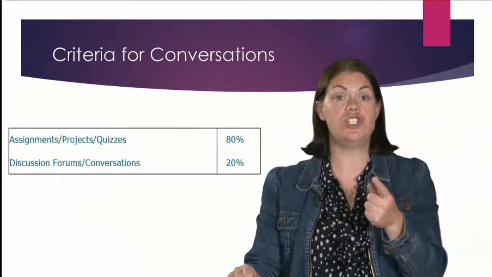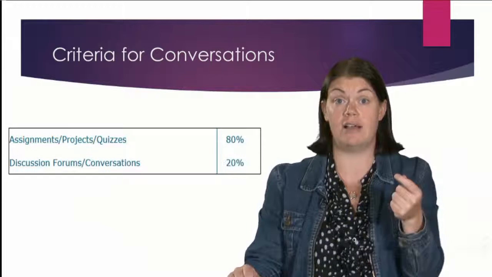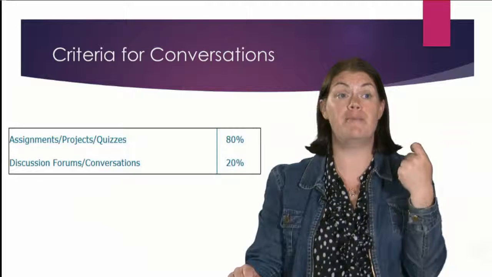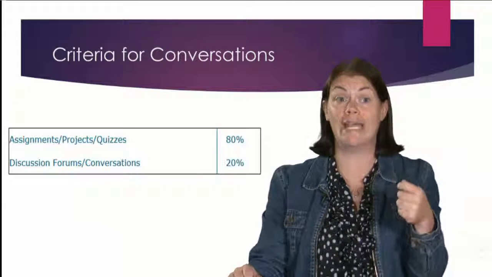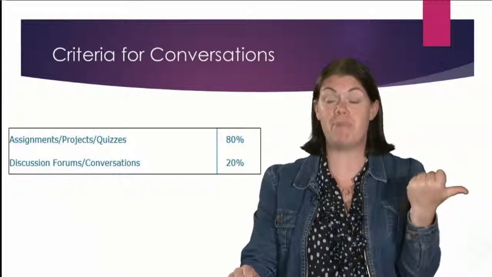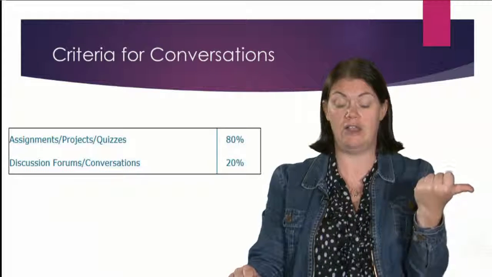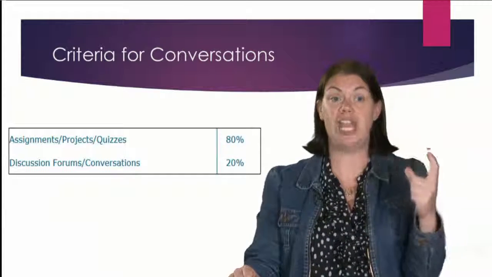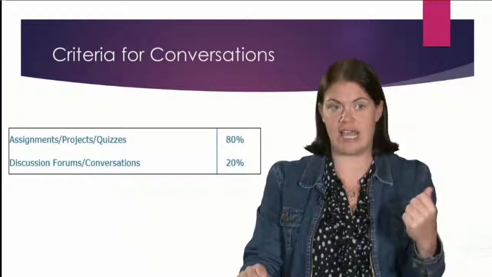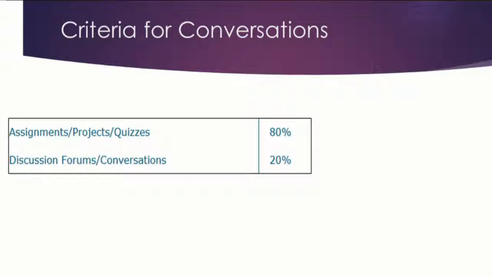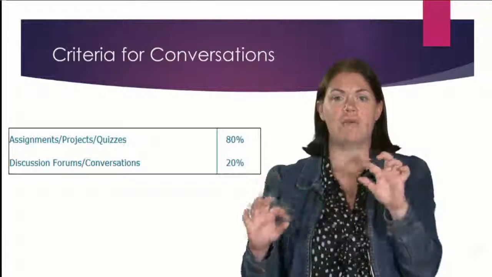The next thing I wanted to talk to you guys about was that criteria around the conversation aspect of our overall mark for English. So I went back into the course outline and I changed my wording. So this is what it now looks like. So your assignments, projects, quizzes are now 80%. I think I might actually go back in and again, take out quizzes. You guys know me. I'm not big on quizzes. So I might actually take that right out.